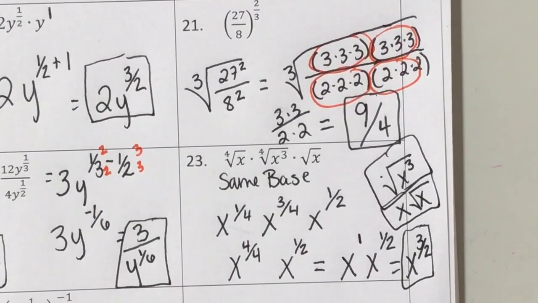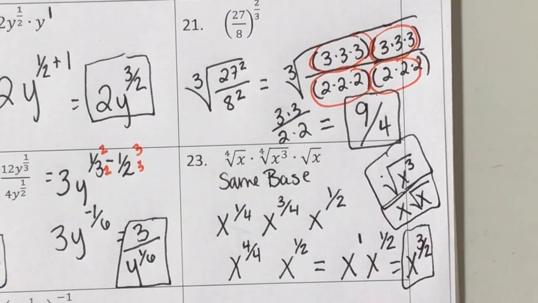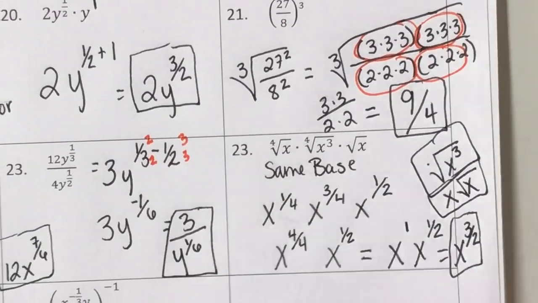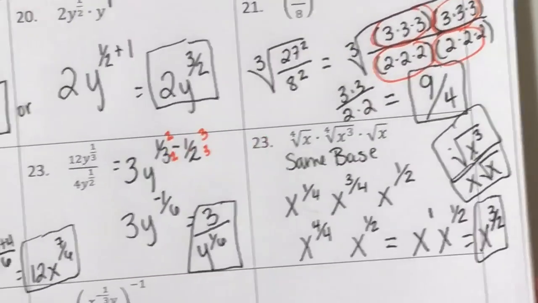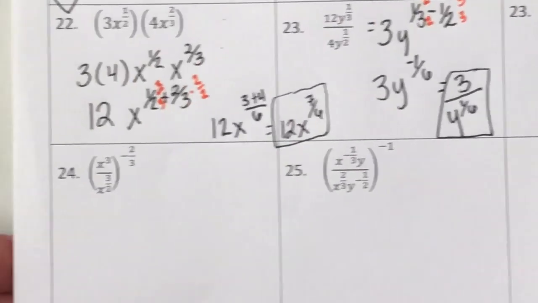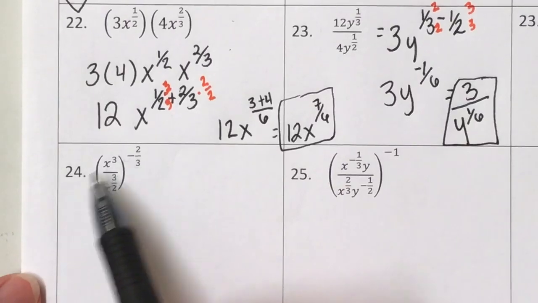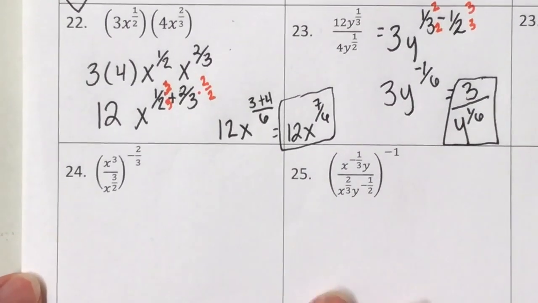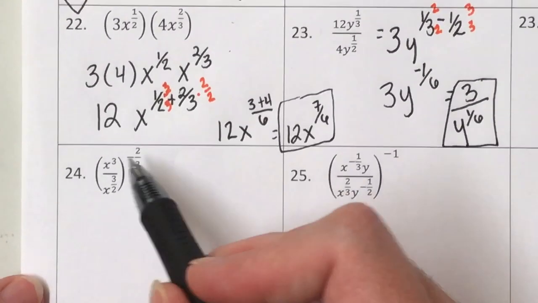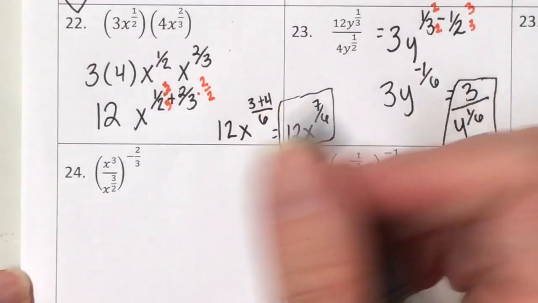A lot to process. Okay, number 24. Got 2 more to go. So on this one, not allowed to have negative exponents, but also we have parentheses. I would apply my rule where I'm supposed to distribute and multiply where necessary.